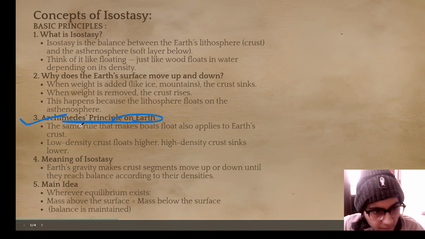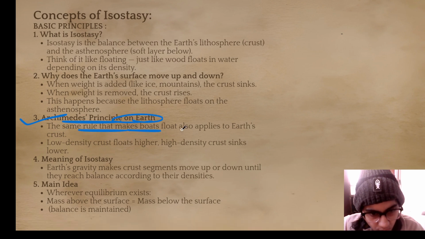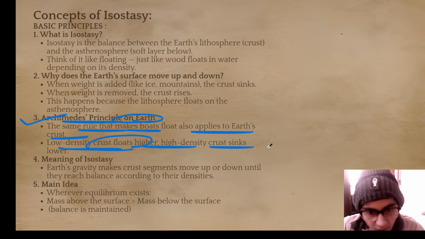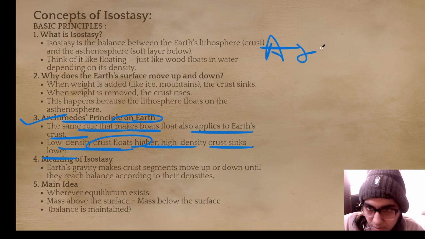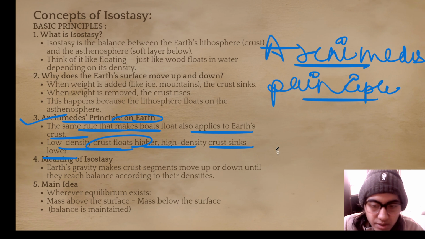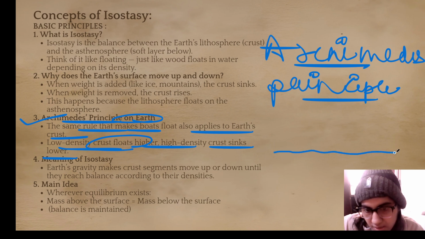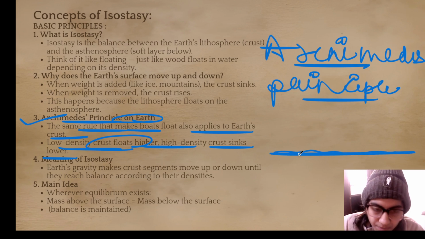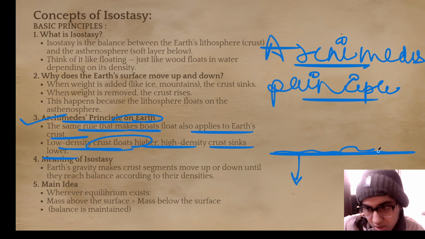Archimedes principle on earth. The same rule that makes a boat float also applies to the earth's crust. Low density crust floats higher, high density crust sinks lower. So here we can see the Archimedes principle applied: the high density crust will sink down and the low density crust will float.